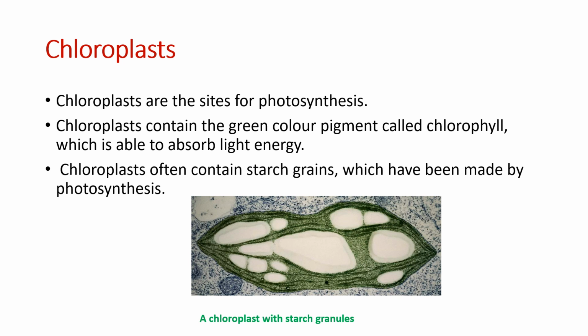Chloroplasts are also found only in plant cells, and they are the sites for photosynthesis. Chloroplasts contain a green color pigment called chlorophyll, which is able to absorb light energy. During photosynthesis, glucose molecules are produced and excess glucose molecules are converted to starch. Therefore, chloroplasts often contain starch granules which are made during photosynthesis.